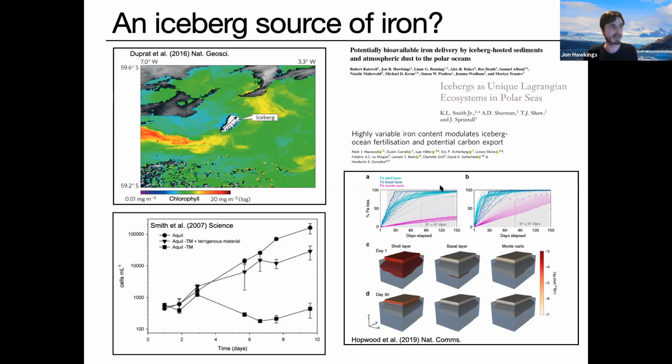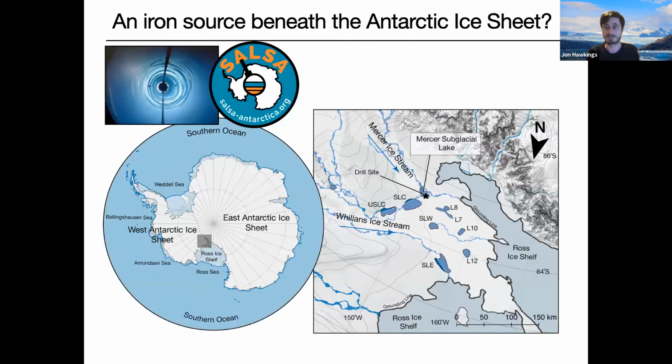It's more complicated than that. Mark Hotwood published a really nice paper a couple of years ago suggesting that there's this non-linear loss of iron in the coastal region in icebergs as that basal debris melts very quickly off the base of the iceberg. And it's a complicated story, but there could also be an important implication there for iceberg fertilization of the Southern Ocean around Antarctica.